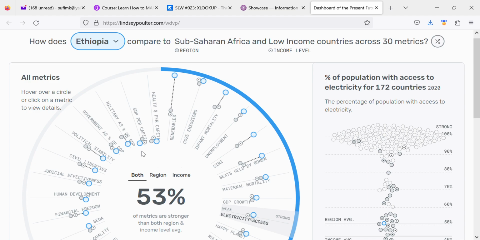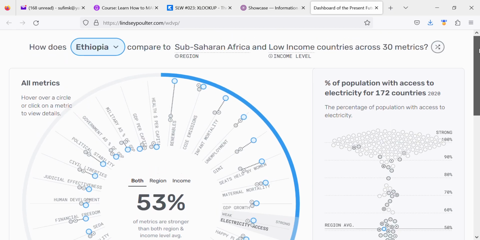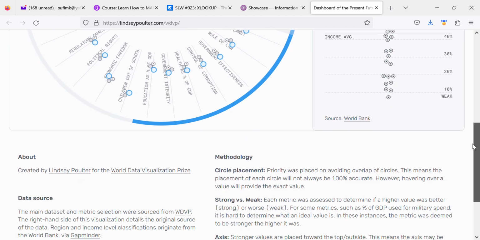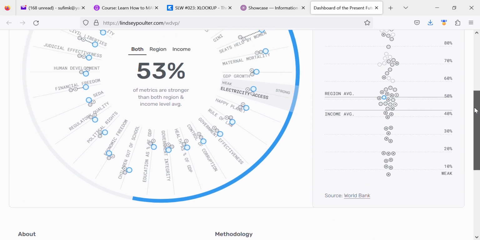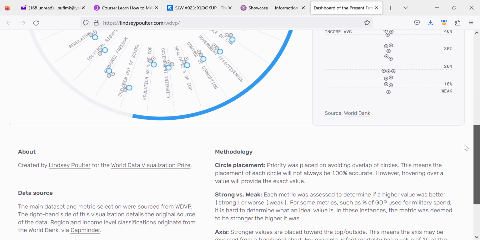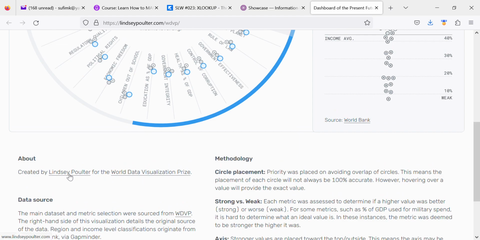This data is very important for countries to take appropriate actions based on available real data to make informed decisions. Not only countries and regions should take appropriate action, but donors and funders should also use this data to make informed decisions. That's very good data, and I would like to thank the winner of this year, Lindsay Poulter, for providing such informative data.